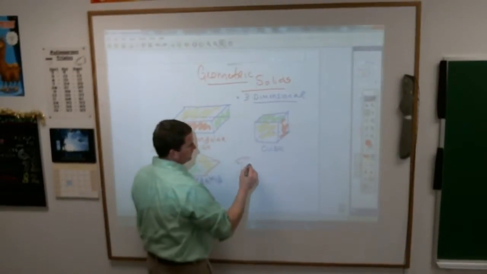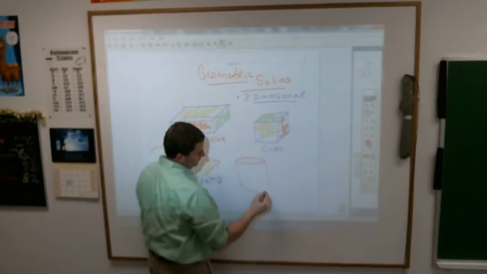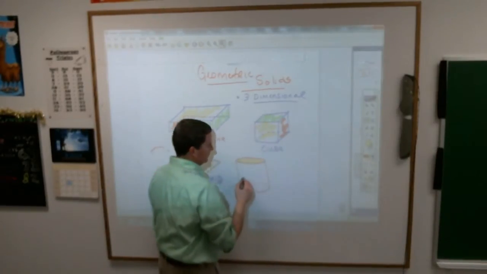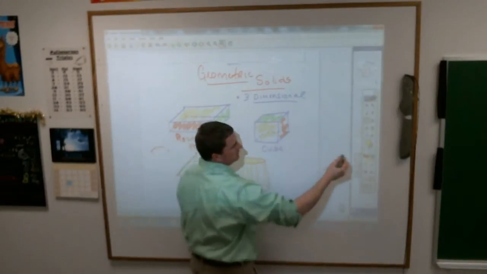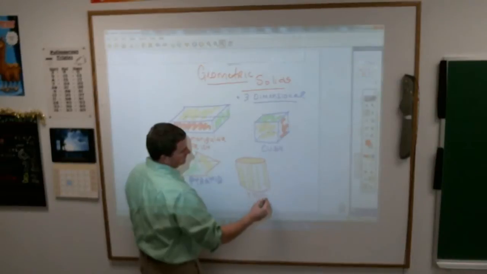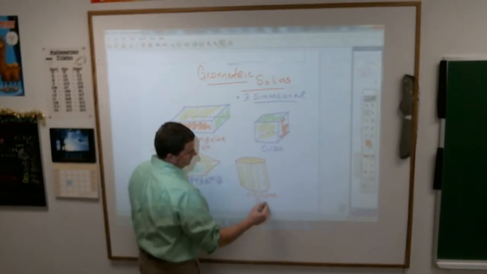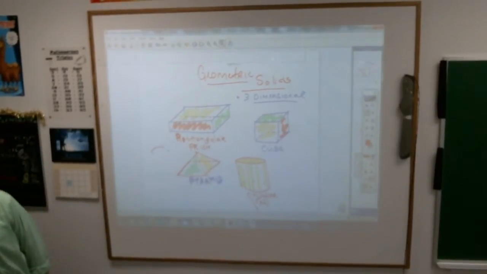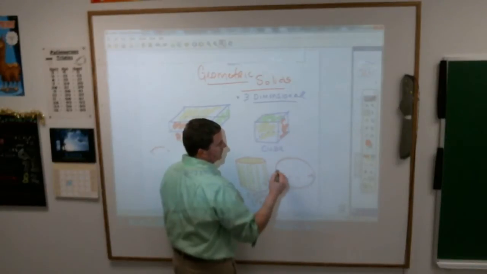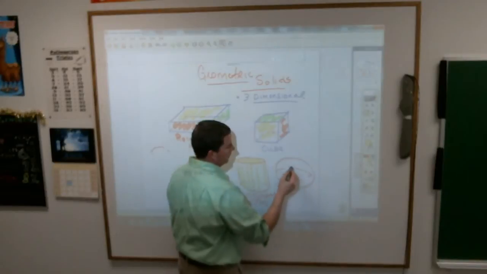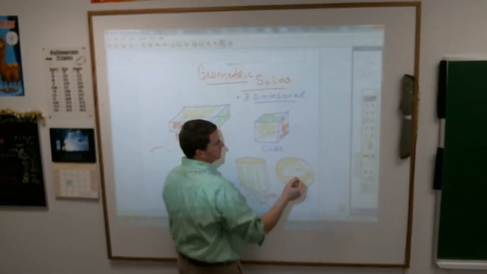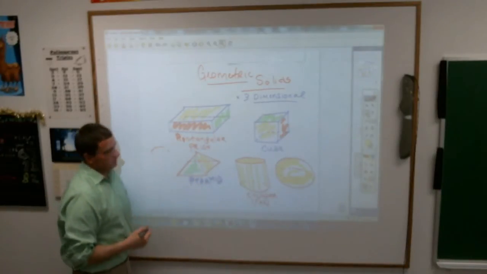How about this one? This thing that looks like a can. What's the mathematical name for the thing that looks like a can? Cylinder. Yeah, this is a cylinder. And the shape that looks like our ball, the mathematical name for our proverbial ball is the name of our ball there.